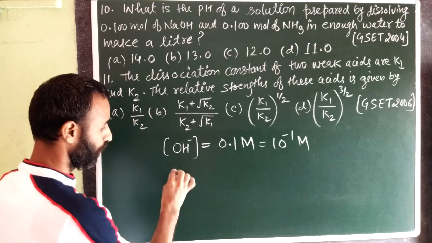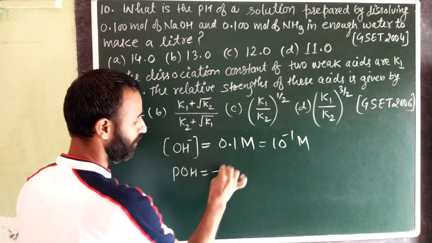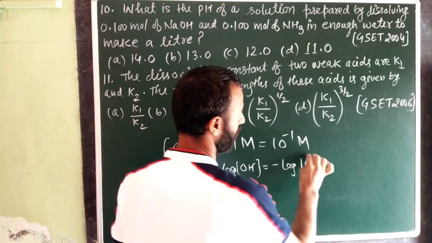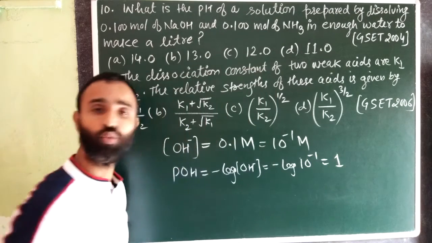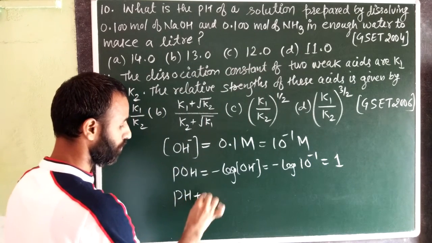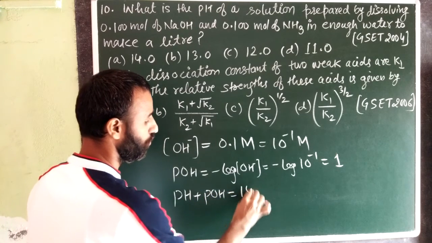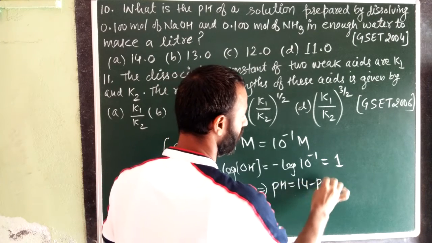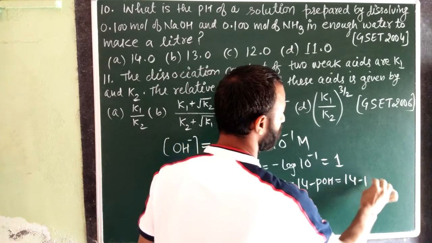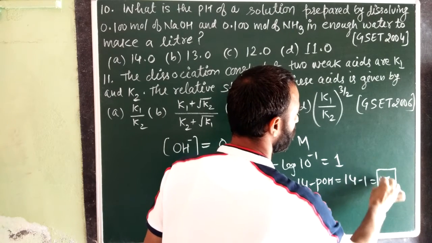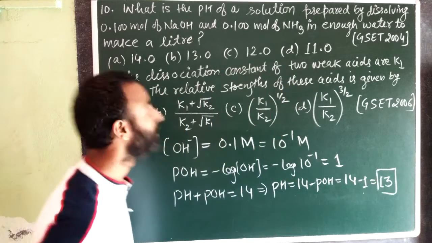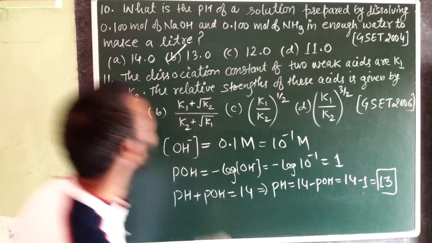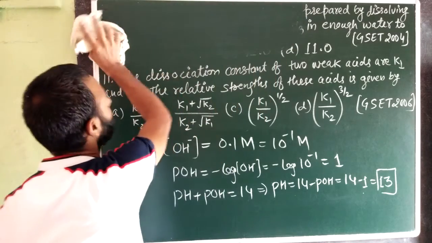Okay, so from here pOH comes out to be minus log of OH negative, that is minus log of 10 raised to minus 1, means pOH is 1, and you know pH plus pOH is equal to 14. That implies pH equal to 14 minus pOH. So 14 minus 1 means it is 13. Got it? So option B is correct. Right? Now question number 11.